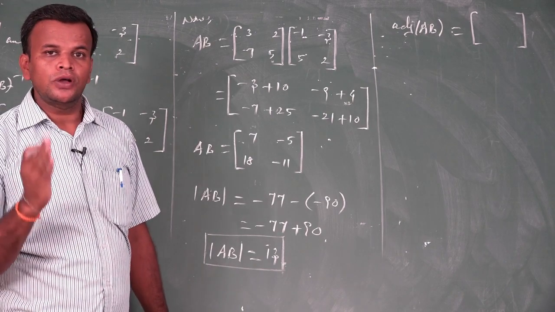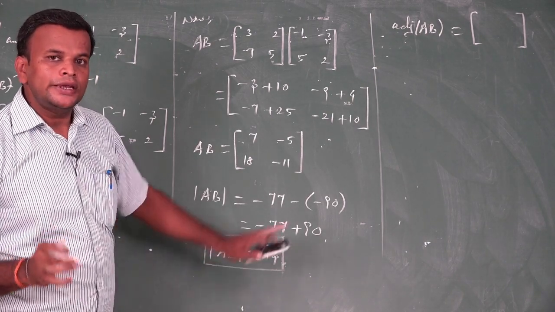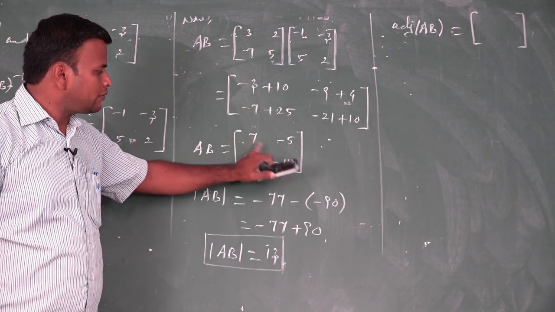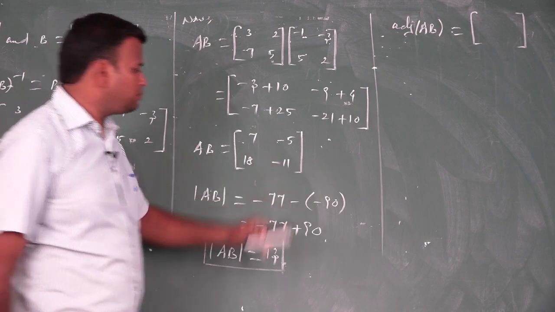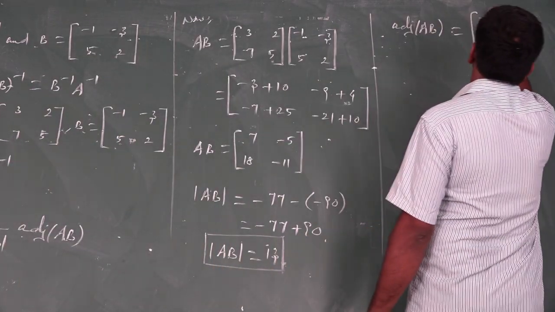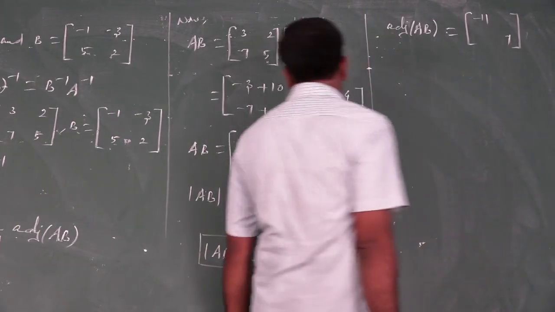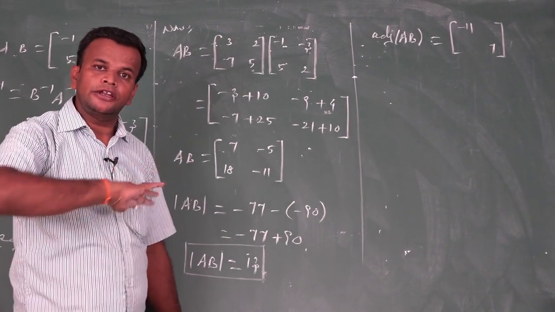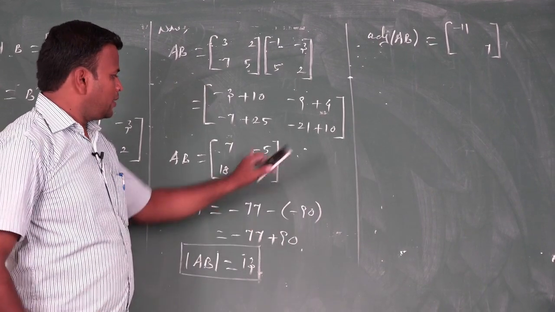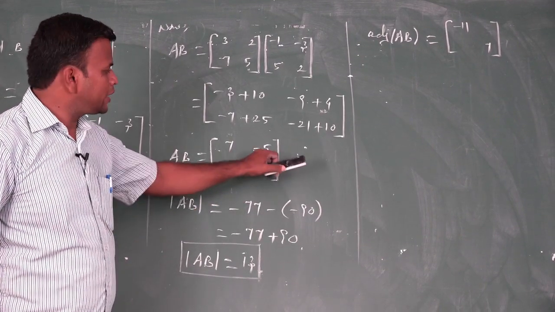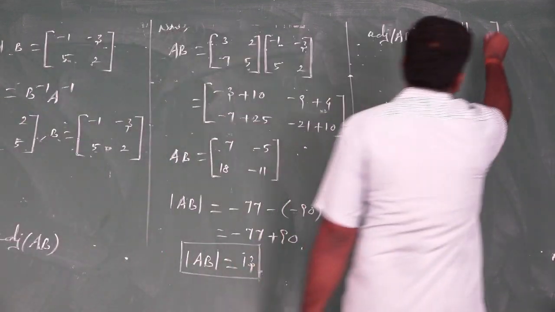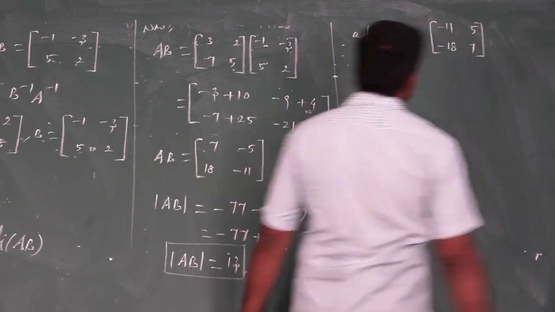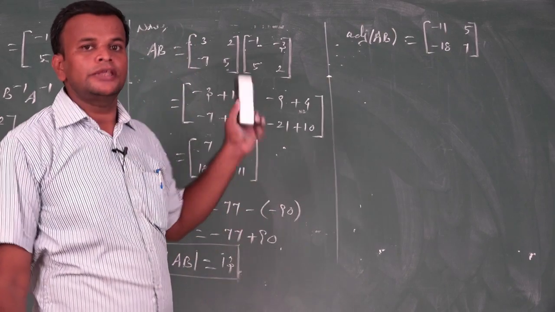What is the first working rule? We interchange the leading diagonal elements. So what are the leading diagonal elements here? 7 and minus 11. We interchange. So it becomes minus 11, 7. The next step, change the sign of the remaining 2 elements. Minus 5 and plus 18. So this minus 5 becomes plus 5 and plus 18 becomes minus 18. So this is the value of adjoint AB.